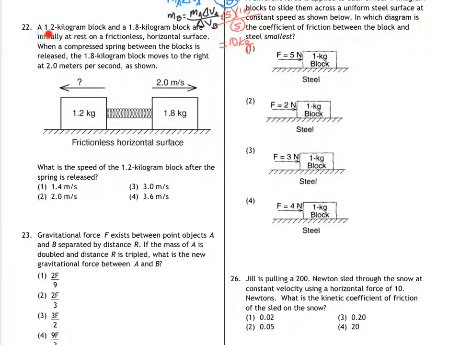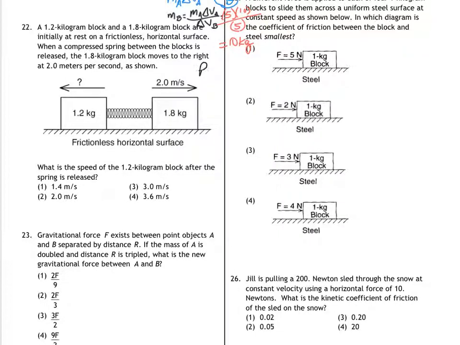A 1.2 kilogram block and a 1.8 kilogram block are initially at rest on a frictionless horizontal surface. When a compressed spring between the blocks is released, the 1.8 kilogram block moves to the right at 2 meters per second as shown. Using a similar concept as question 21, I know that the momentum of block A and block B will have to be equal when the spring is released.